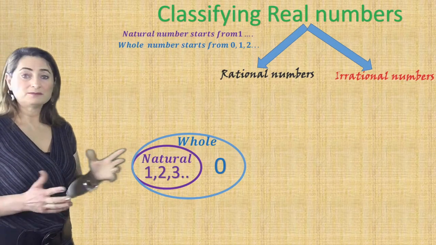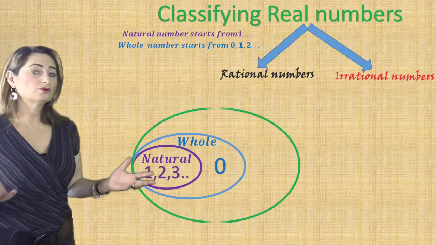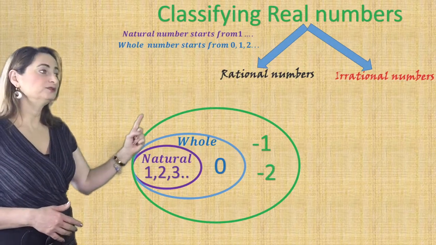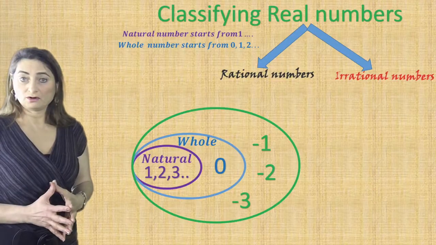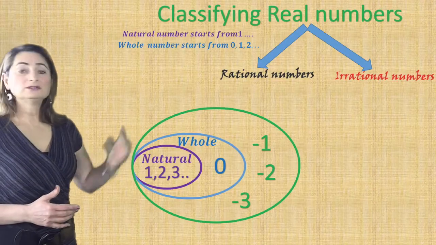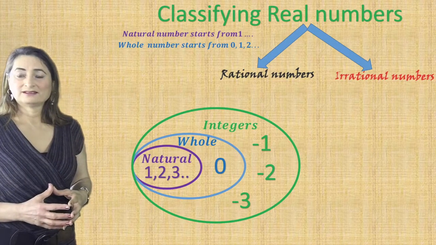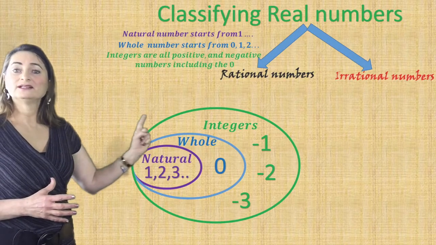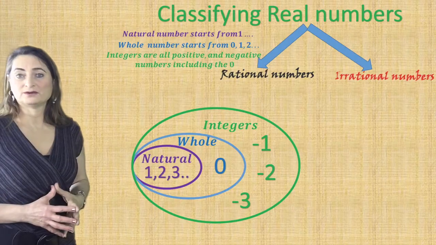Now 0 is not positive or negative. So where can I put the negative numbers like negative 1, negative 2, negative 3? Where do those go? Those are called integers. So integers are all the numbers that are positive and negative, including the 0.